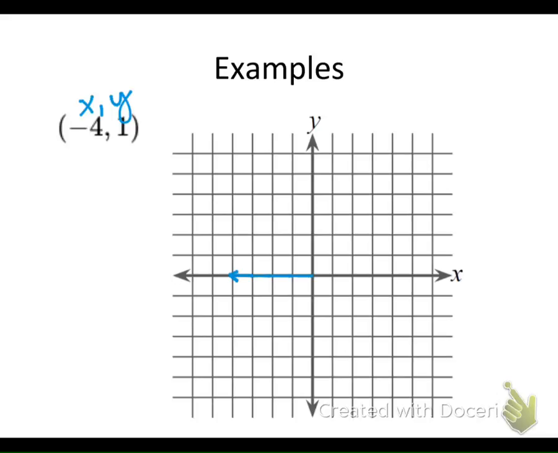Then my y is a +1. So am I going to move up 1 or down 1? Because it's a positive. I'm going to plot my point. Okay? Questions so far?